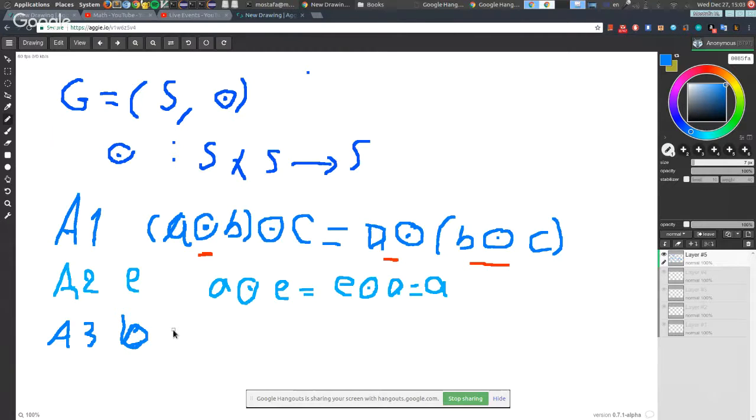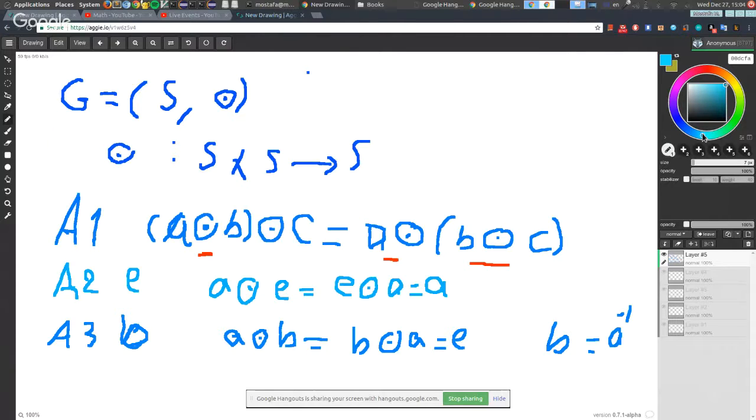For each element A, we have some element B, such that this is the same as this, which is the same as the identity element. And here the B, we would call the A inverse. So these are the basic axioms of the group.